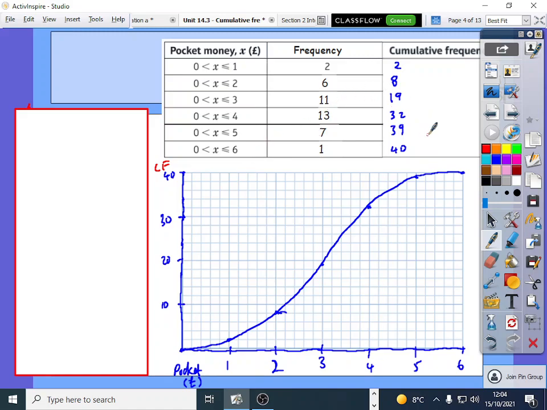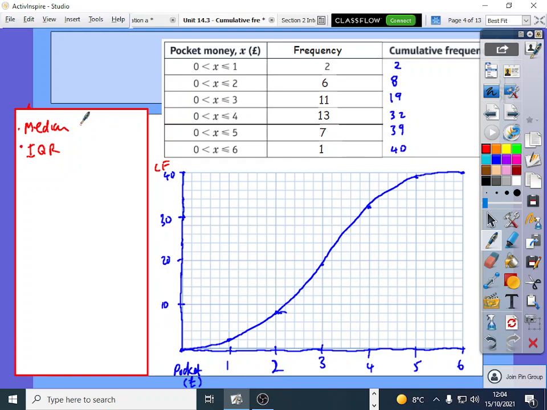Okay, so this is a cumulative frequency diagram. Now, quite a few times, most times I will say, questions ask you to work out the median. And another question that comes up often is work out the interquartile range. Those are two common questions that come up once we've got a cumulative frequency.